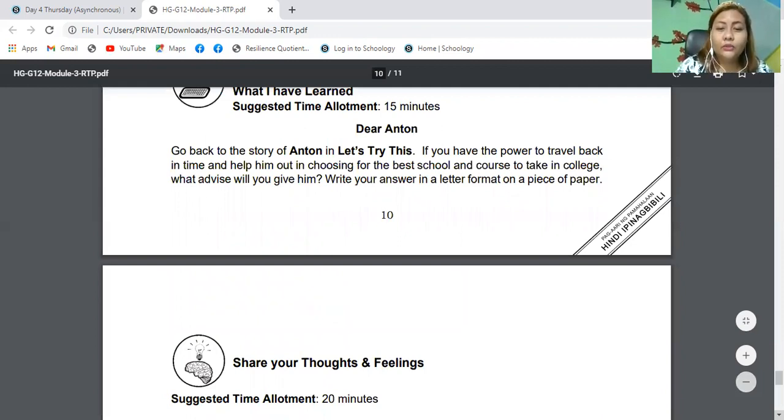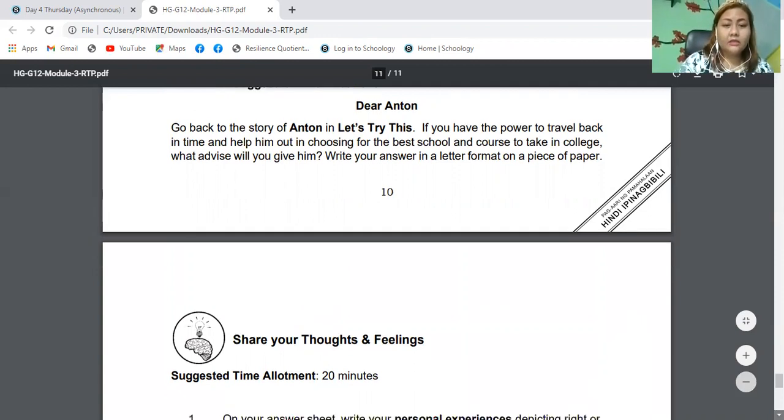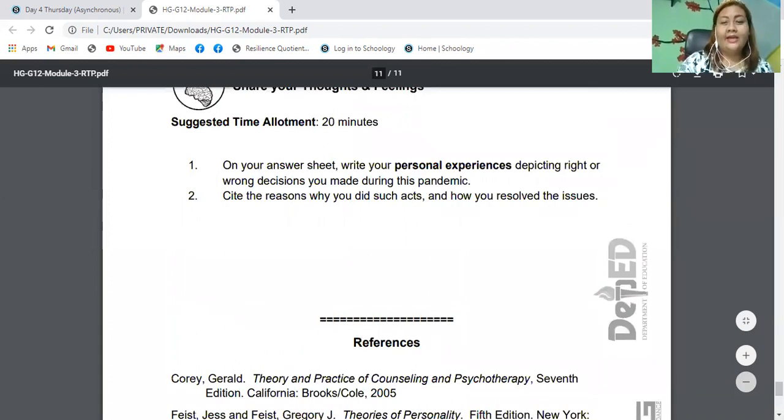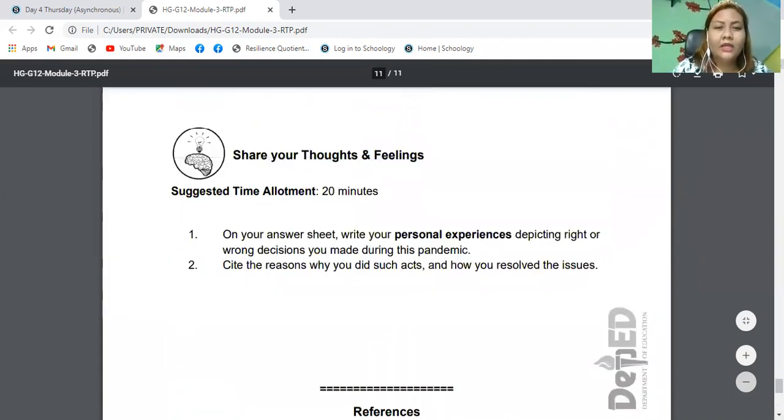And then, okay, meron pa palang isa here, which is, you have to go back to the story of Anton, and then if you have the power to travel back in time and help him in choosing for the best school and course to take in college, what advice would you give him? Okay. So it's going to be a letter. So again, dear Anton, all right. So you're going to be the one who's going to be the decision maker. And then, this is the last one. Sorry about earlier, but anyway, share your thoughts and feelings.